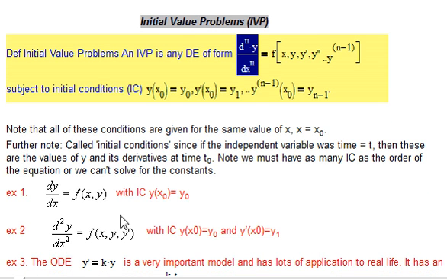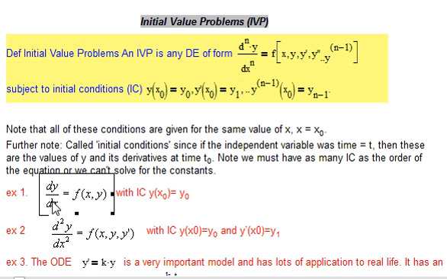here's an example of an initial value problem. Here's a differential equation, dy dx equals some function of x and y, with initial condition when x is x0, y is y0. So this is only a first order, so there's our one initial condition, which is all we need. Here's a second order equation, so we have to have two initial conditions.